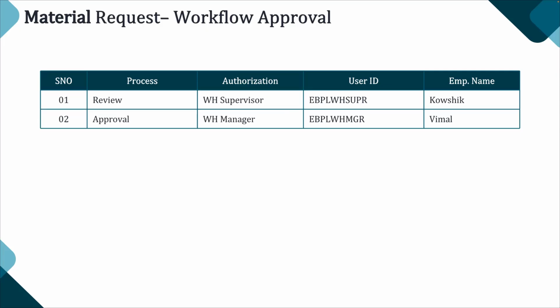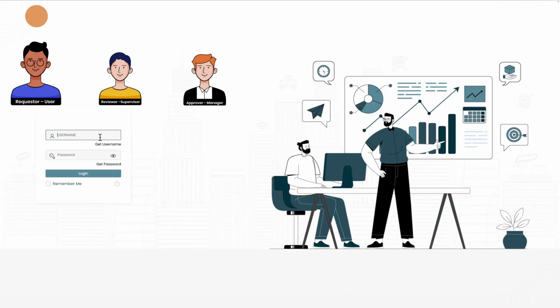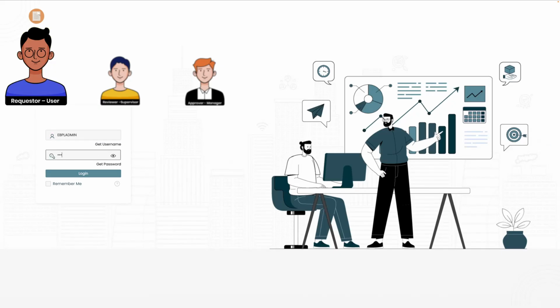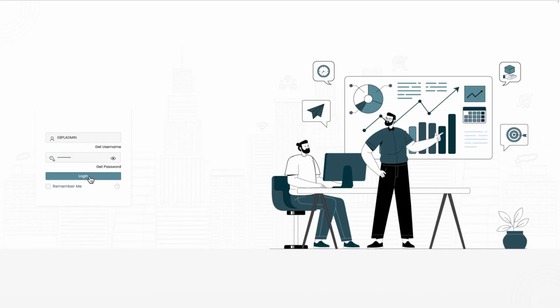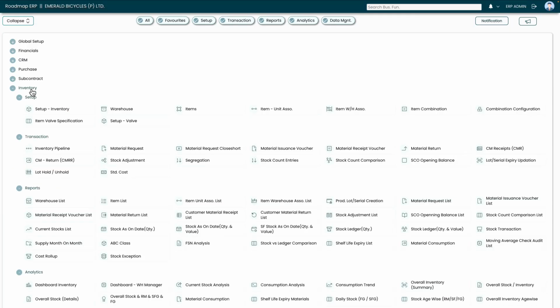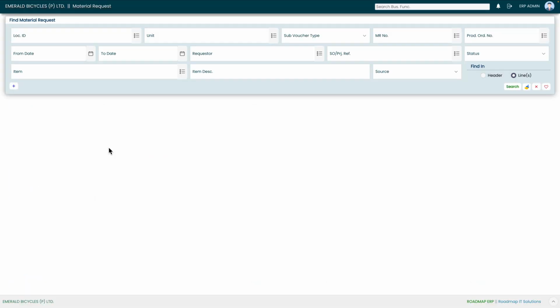Now in order to create a material request, let's move on to our login page. Enter your username and password. Now click on login, navigate to your inventory, and move on to your transaction. At transaction you have your material request. This is a page where you're going to raise a request, and this is a page where we'll be filtering the documents that have been created, either header wise or line wise, by giving a search. Now in order to create, click on this add icon.